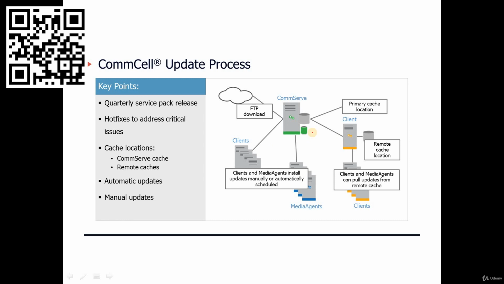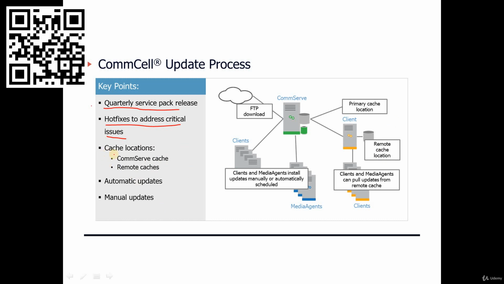So once you have entered the license keys and your production environment licenses are proper, the next step is we have to update the CommServe database so that we have the latest hotfix. Now CommVault has a scenario where on a quarterly basis they release a service pack and they release hotfixes to address some critical issues. Now these hotfixes might come within a month or sometimes very frequently as well, depending on the criticality of the issue.